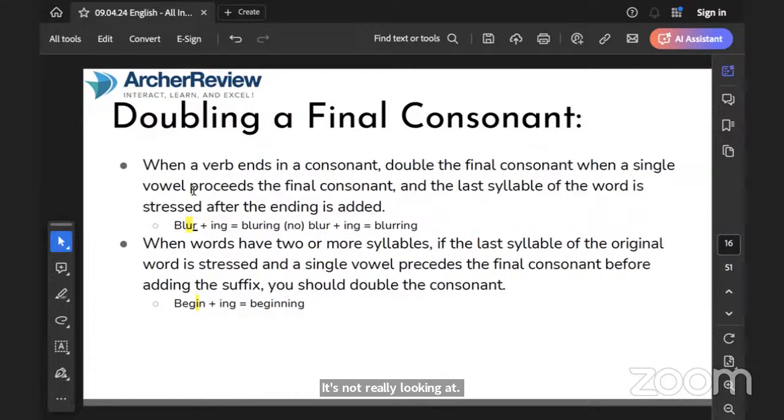But the first one's not really looking at how many syllables. It's just looking at, does it follow that rule of consonant, vowel, consonant? And if the last syllable is stressed, like blur, that on the end of that is stressed. But it's saying that if you do have a two syllable word, then you have to look at, okay, does it have the consonant, vowel, consonant? And is it being stressed? So it's really not too much difference. It's just looking at some of the syllables for that second one.